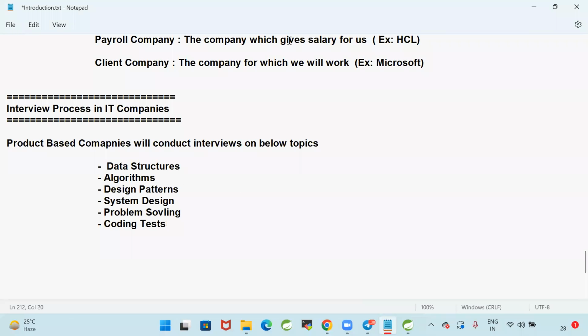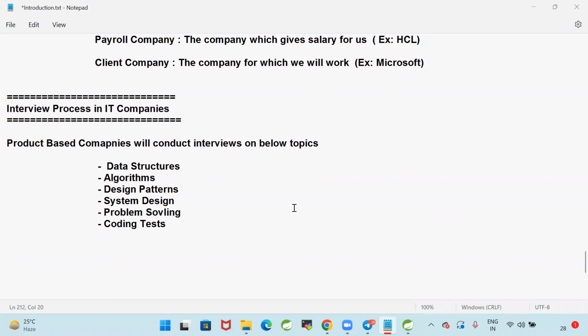When you attend an interview in a product-based company, mainly they don't ask about Spring Boot or microservices. If you go for Amazon, they don't ask a question on Spring Boot. If you go for Microsoft, they don't ask a question on Spring Boot. They will not ask about Hibernate, Angular, or React.